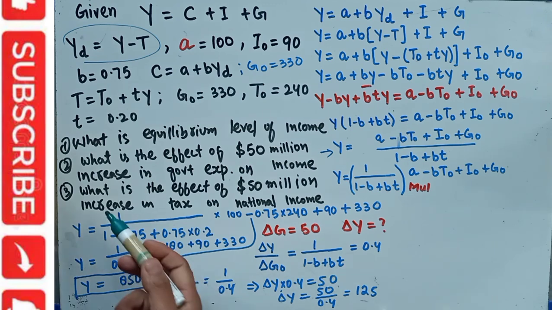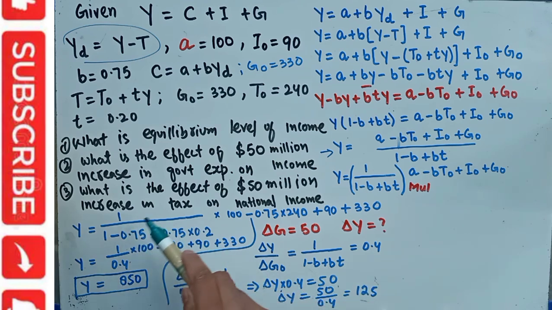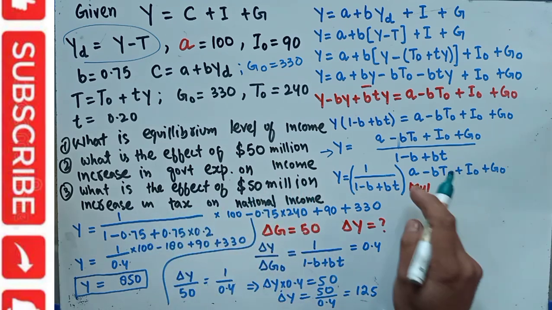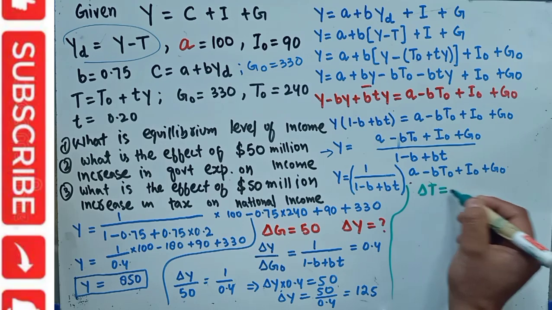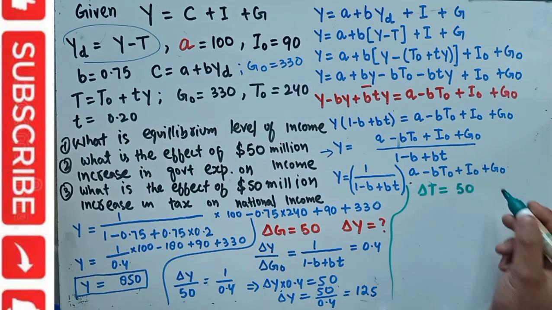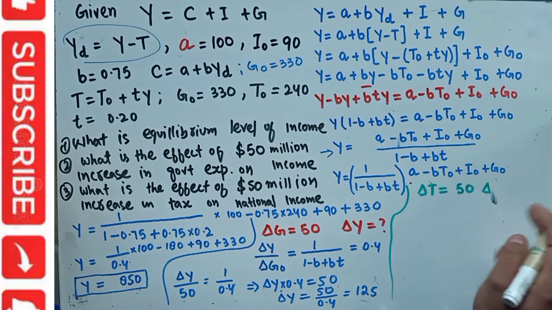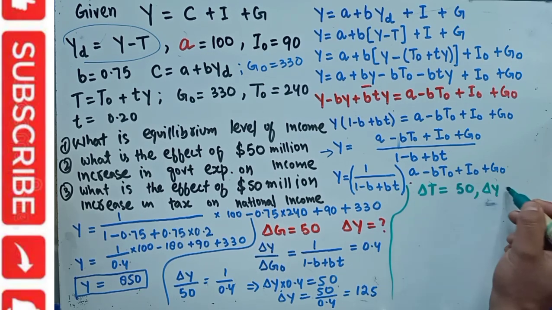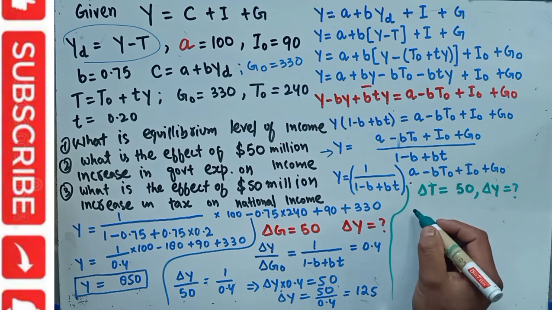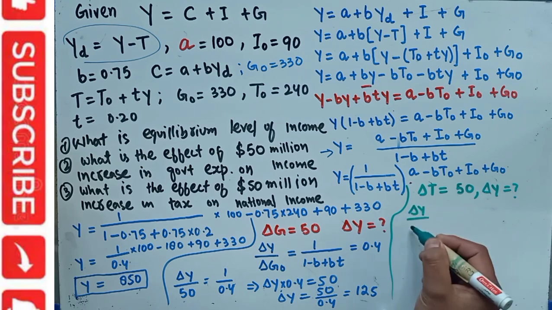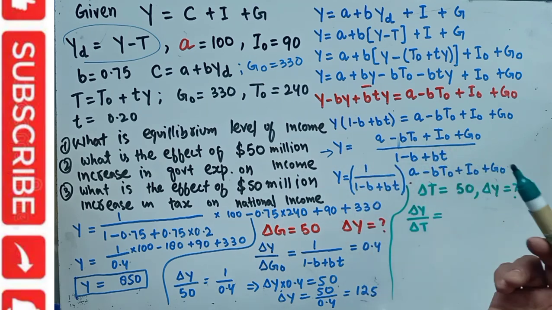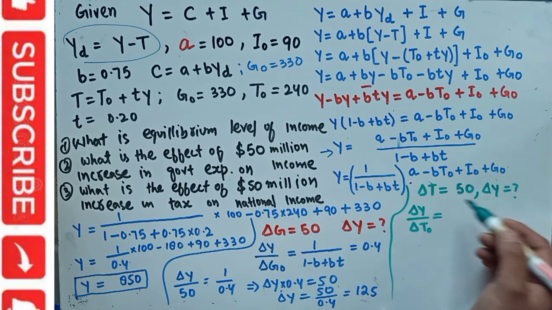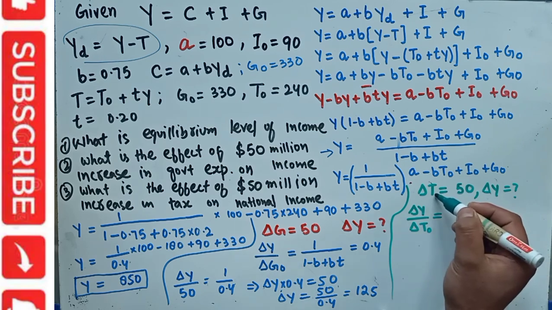Now we need to calculate the effect of the 50 million increase in tax on the national income. So the next part is, we are told that taxes have increased by $50 million, and we need to find out its effect on the total income. That means we need to find out the tax multiplier here. The tax multiplier is the change in income due to the change in tax. Given this equation, we need to partially differentiate it with respect to T naught.